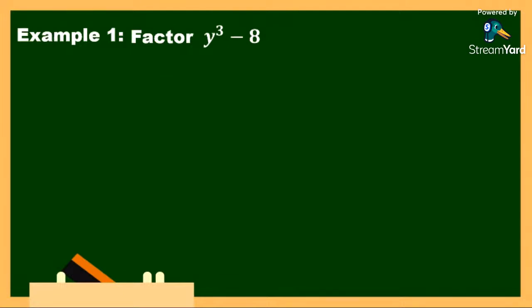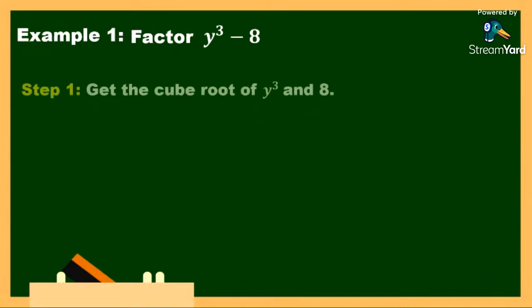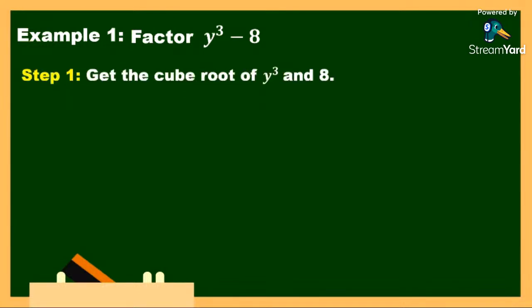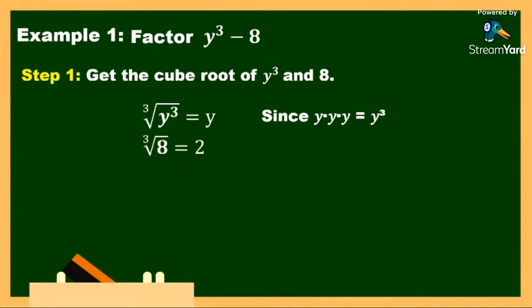Factor y raised to 3 minus 8. So, ang una natin gagawin ay kukunin ang cube root ni y raised to 3 and 8. And the cube root of y raised to 3 is equal to y. Since y times y equals y squared times y equals y cubed. At ang cube root naman ni 8 ay equal to 2. Since 2 times 2 equals 4 and 4 times 2 is equal to 8.